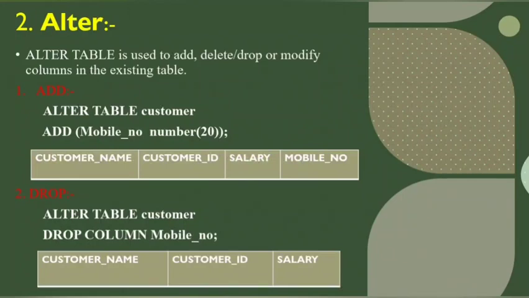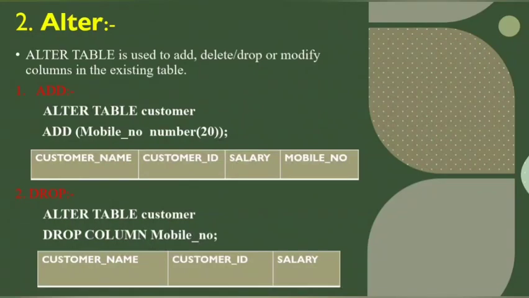So customer, add mobile number. The mobile number is of integer value, so I gave number with the size as 20. If you think, in the previous table we had only three columns, which are customer name, customer ID, and salary. Now I'm trying to add a column, mobile number, into the existing table. So here I am adding mobile number, one more column to the existing table customer. Okay, hope you guys understood this one.